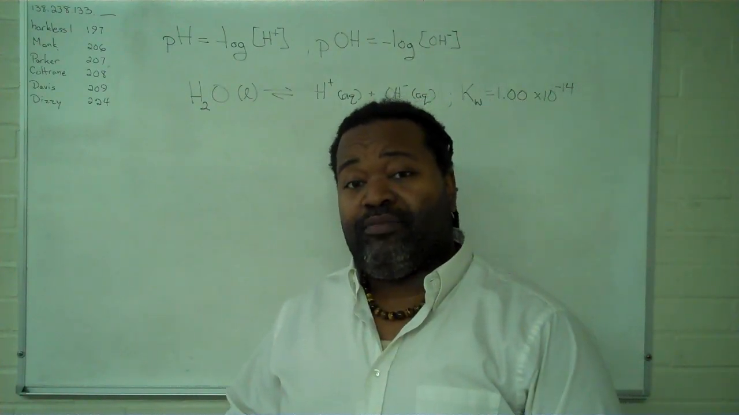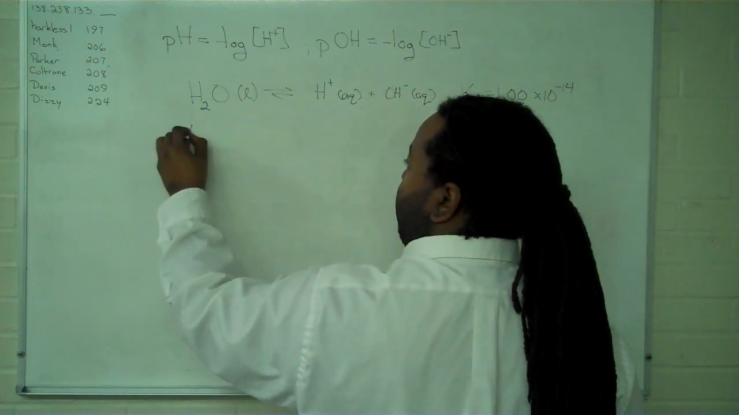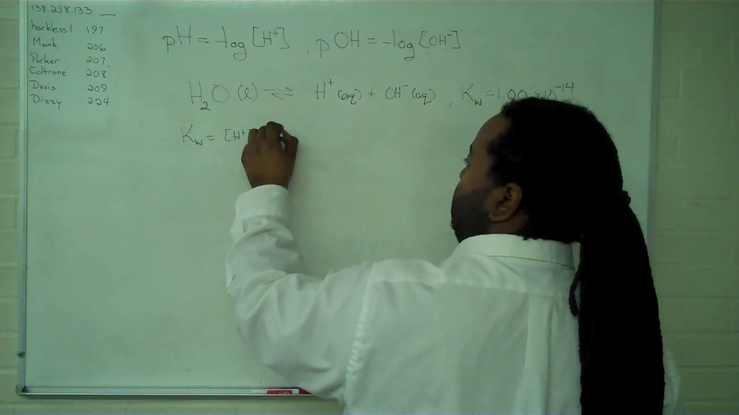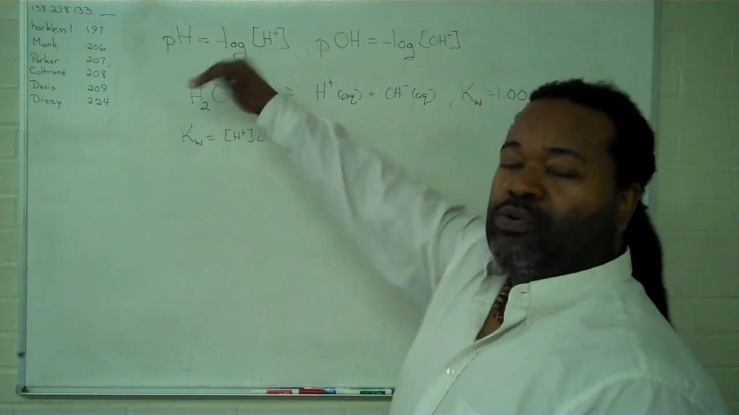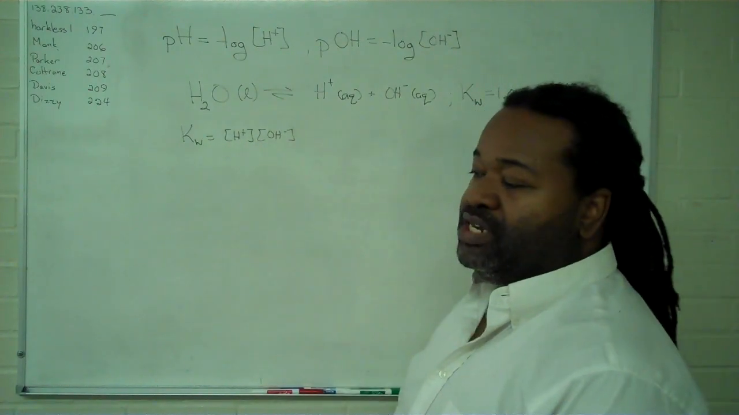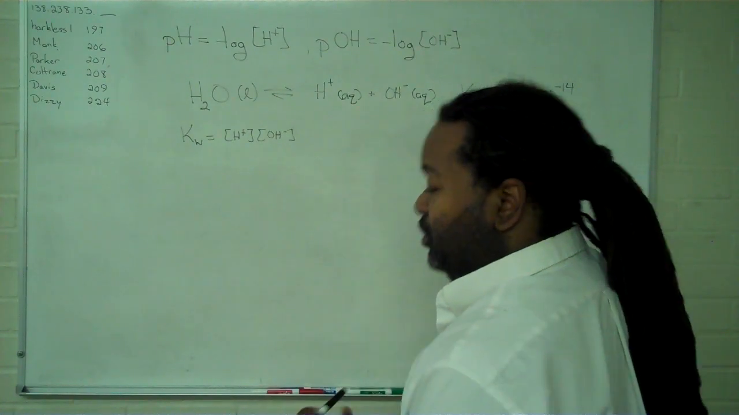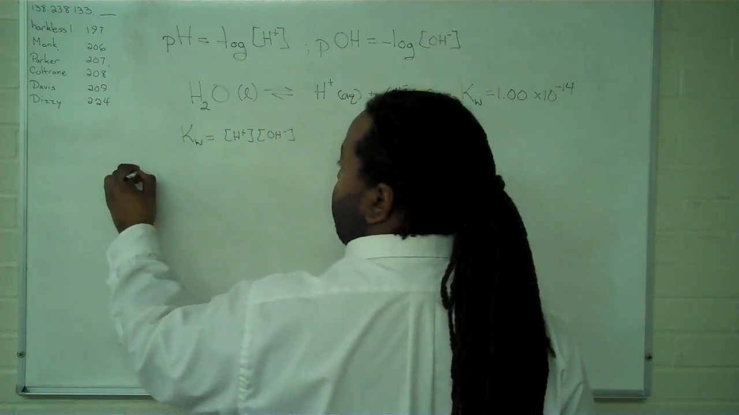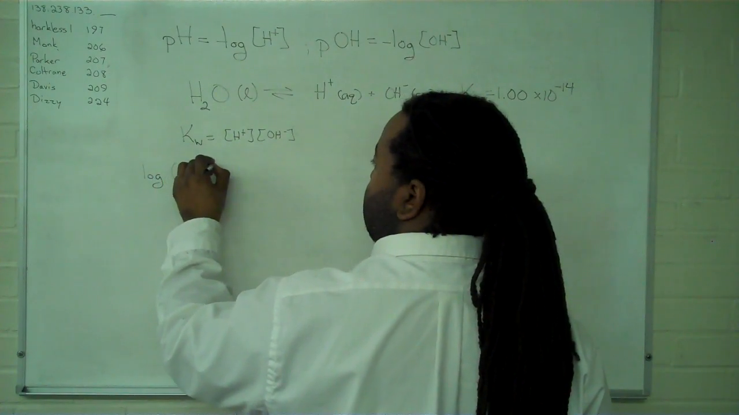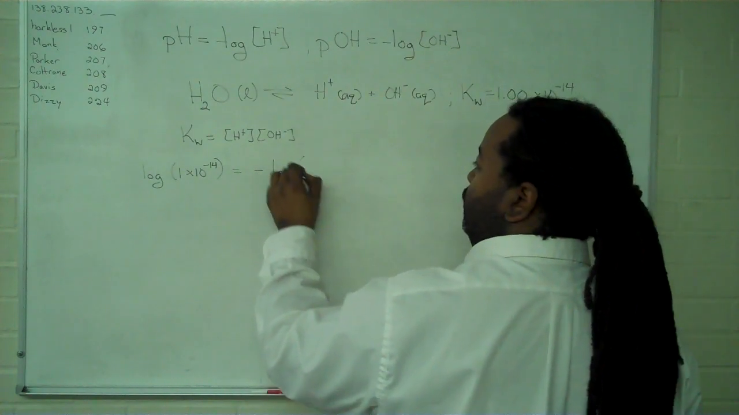So it's possible to set up an equilibrium constant expression for this, where we'll have that the K water is something that looks very much like a solubility product expression, because liquid water will not participate. And so we just have the product of the hydrogen ions and hydroxide ions. Now, if we take the negative log of everything, we get minus log of 1 times 10 to the minus 14 equals negative log of this product.